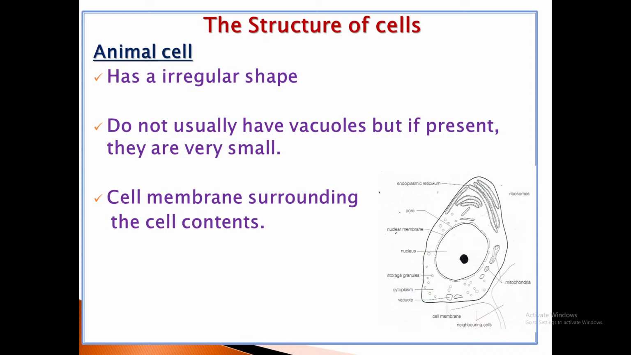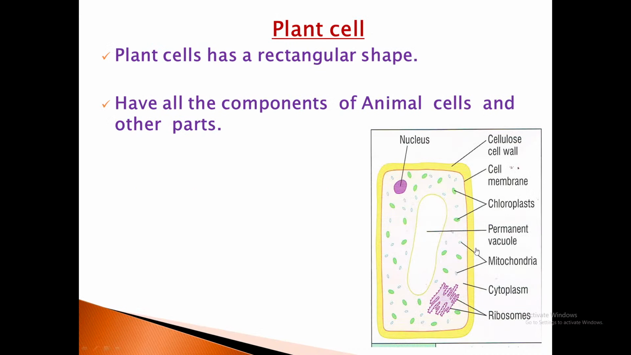Moving down to the second pointer, animal cells do not usually have a vacuole, but if present, they are very small. Looking at the diagram, the vacuole is right there at the bottom section. The function of a vacuole in a cell is normally to store water. Now in comparing animal cell versus plant cell, this is the plant cell. If you look at the vacuole for the plant cell, it is much larger than in the animal cell.